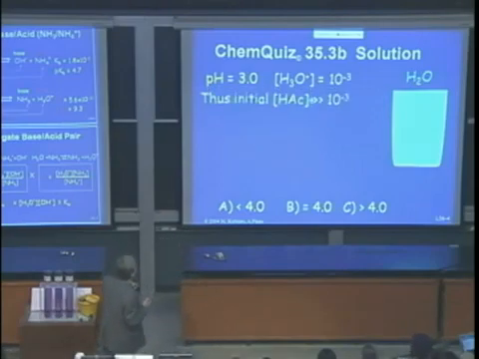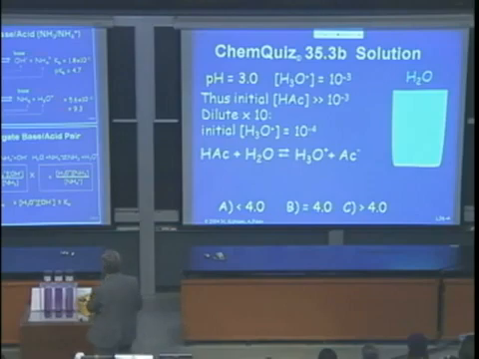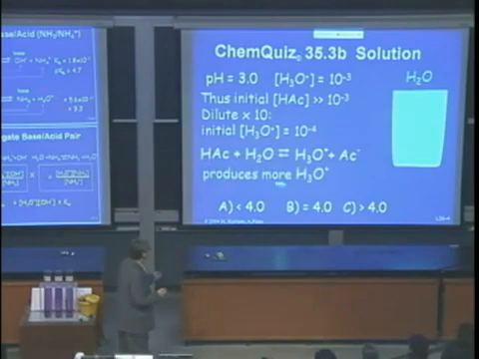Now we diluted. Initially we have a lot more than 10 to the minus 3 of the acetic acid here. We diluted. We have initially 10 to the minus 4 molar, but that's not the end of it. Now we react with water because we put a whole load of water in there. The undissociated acetic acid, the weak acid, reacts with the water to make H3O+ and the acetate ion. With this, the H3O+ concentration goes up, and the pH will be lower than 4. It produces more H3O+, and this is smaller than 4.